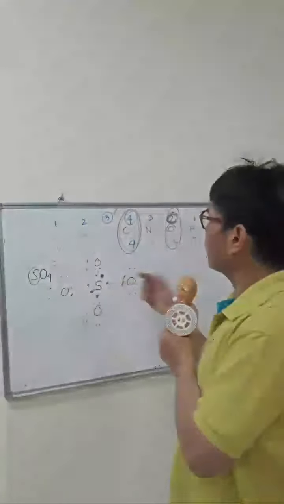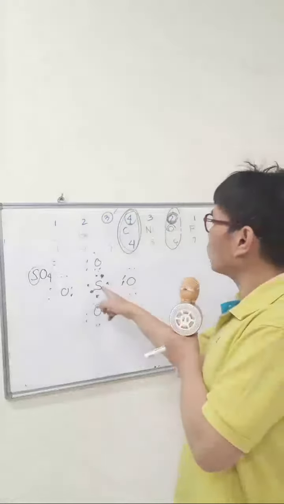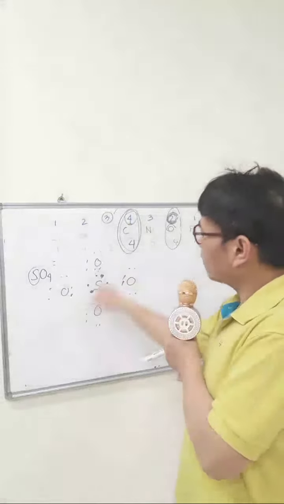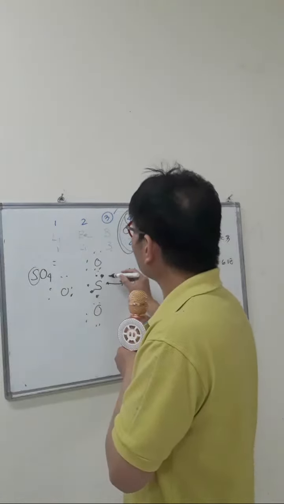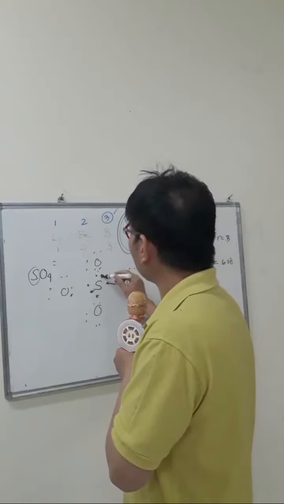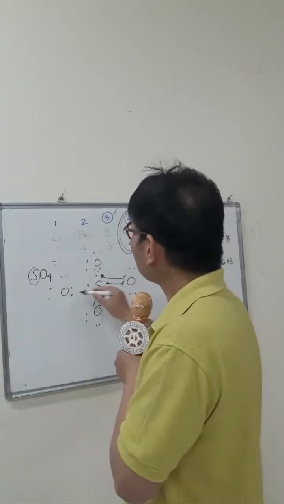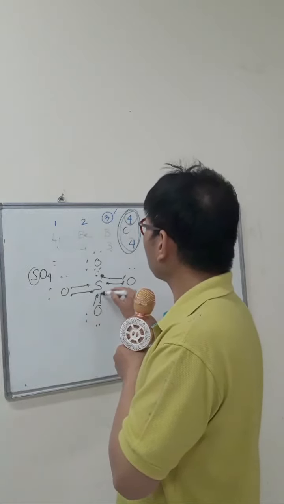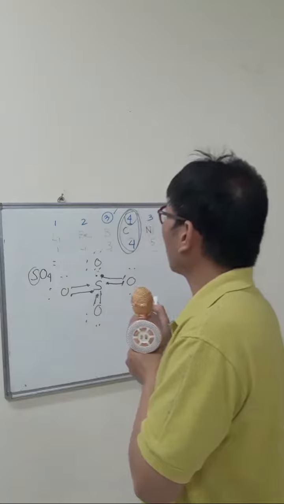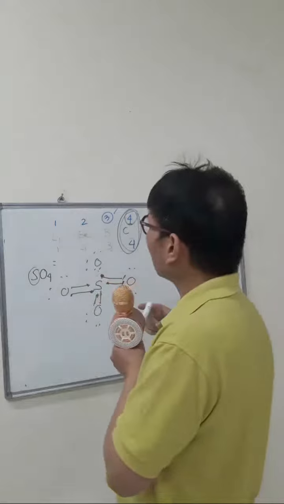And how about the sulfur? It needs 2 also, vice versa. So sulfur also needs 2 bonds to oxygen on the right, left, top, and bottom. So you will connect directly: 1, 2, 3, 4. So it is completely shared.